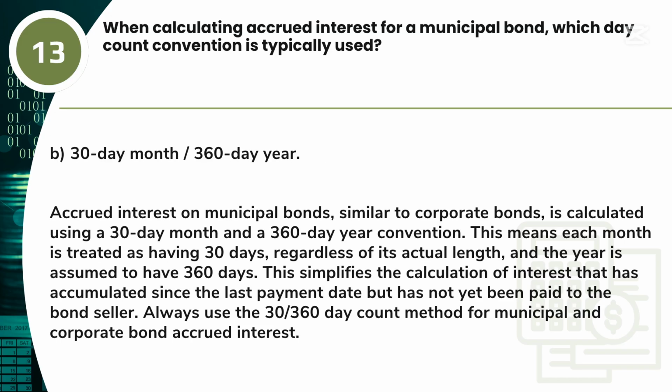Answer: B. 30-day month/360-day year. Accrued interest on municipal bonds, similar to corporate bonds, is calculated using a 30-day month and a 360-day year convention. This means each month is treated as having 30 days, regardless of its actual length, and the year is assumed to have 360 days. This simplifies the calculation of interest that has accumulated since the last payment date but has not yet been paid to the bond seller. Always use the 30/360-day count method for municipal and corporate bond accrued interest.